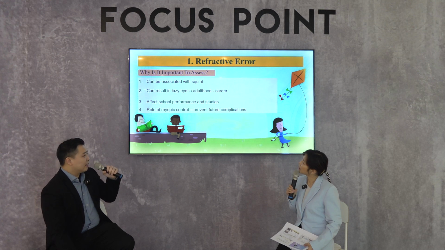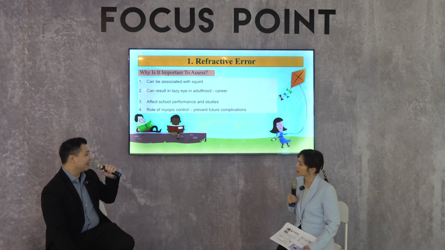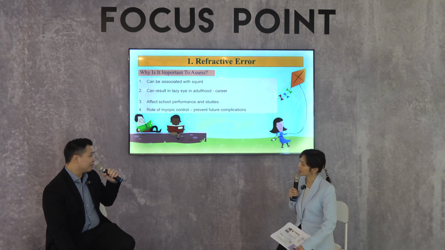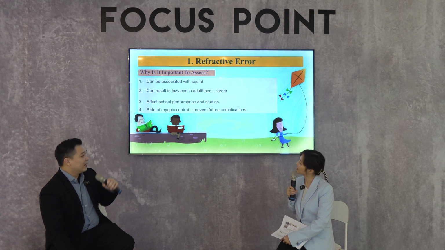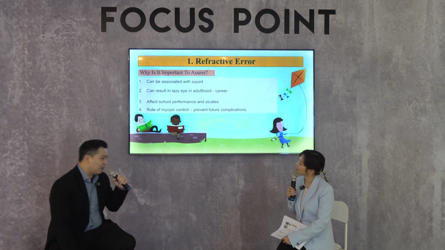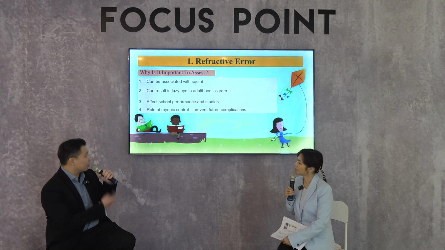Number three, why is it important to provide our child with good vision? Because they are at their learning age. You want them to perform well in their studies, to perform well in school, so that they can have a better career in their future life. This is to assure that there's no interruption in their learning capability during childhood. And right now, there's a global recognition of an increasing epidemic of myopia worldwide. So there's a strong role for controlling myopic progression. The main importance is to prevent future complications.